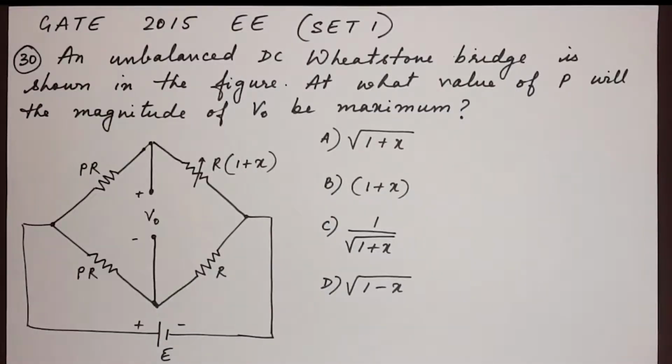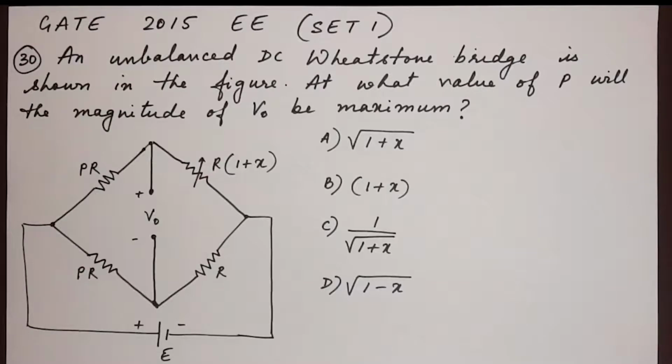Here's the next question, number 30. An unbalanced DC Wheatstone bridge is shown in the figure. At what value of P will the magnitude of V0 be maximum? So we have our options given to us: root of 1 plus x, 1 plus x, 1 by root of 1 plus x, and root of 1 minus x.